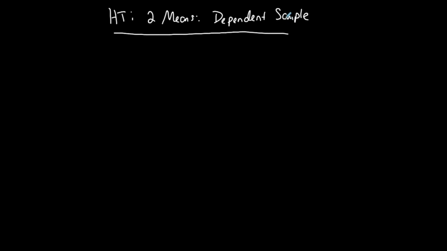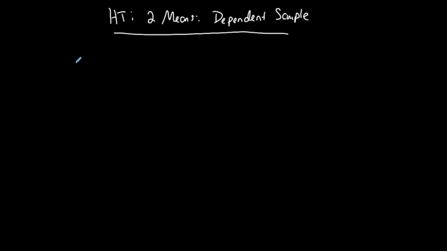Now what we are going to do is a hypothesis test (HT) for 2 means, but with dependent samples. As we said, they're matched pairs, so husband and wife, before and after, left arm, right arm of a single person. They are matched pairs. So the first thing I want to talk about is new notation that you haven't seen before.